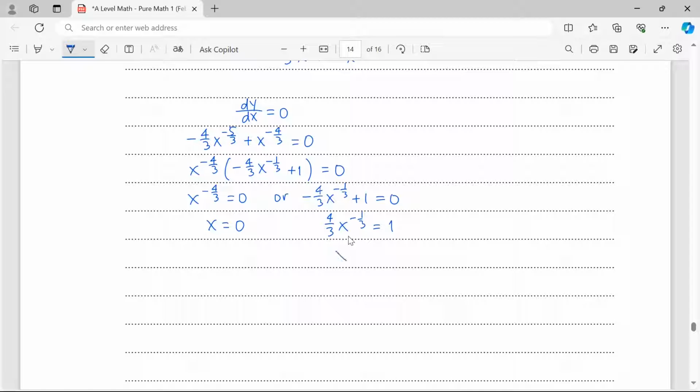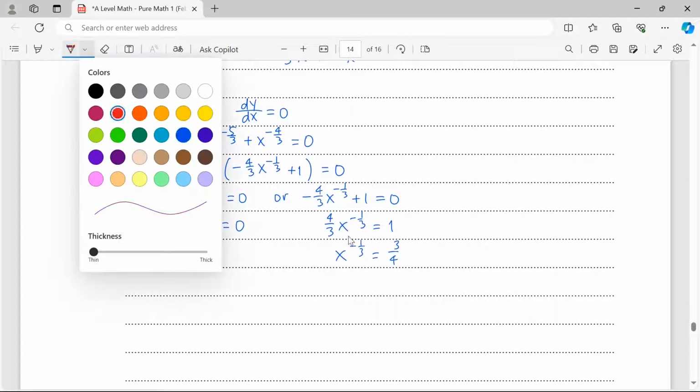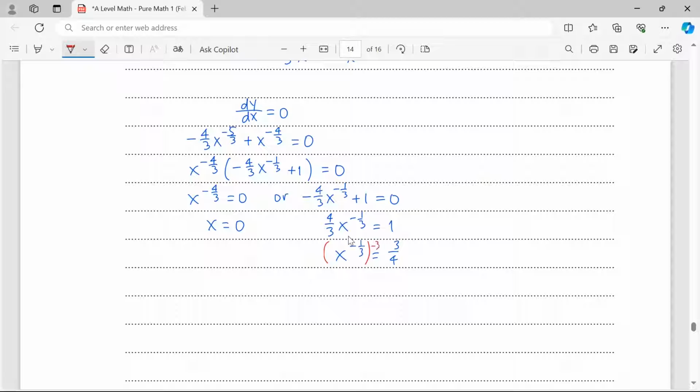Now, x to the power of negative 1 over 3 is equal to 3 over 4. And if you want to get x, that means you need to raise both sides with the power of negative 3, like this. So you get x on the left hand side. This is equal to 3 over 4 to the power of negative 3, which is 64 over 27. So we found that the x coordinate of point M is the following.